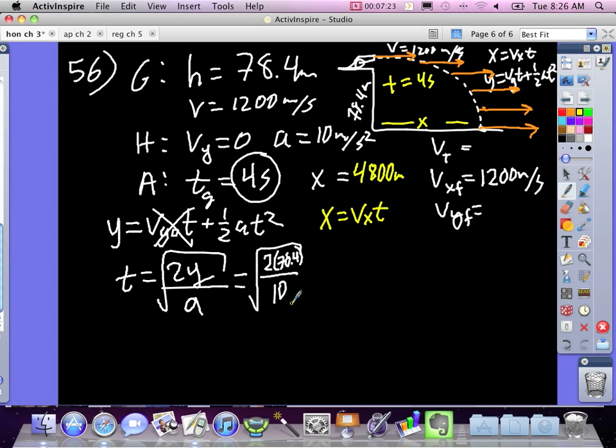Okay, so that's why they made this number like this, so that when you did this, you'd get an even number. But if you use 10, it doesn't come out right at the end. All right, then we got this part. So now we just need to find final velocity.